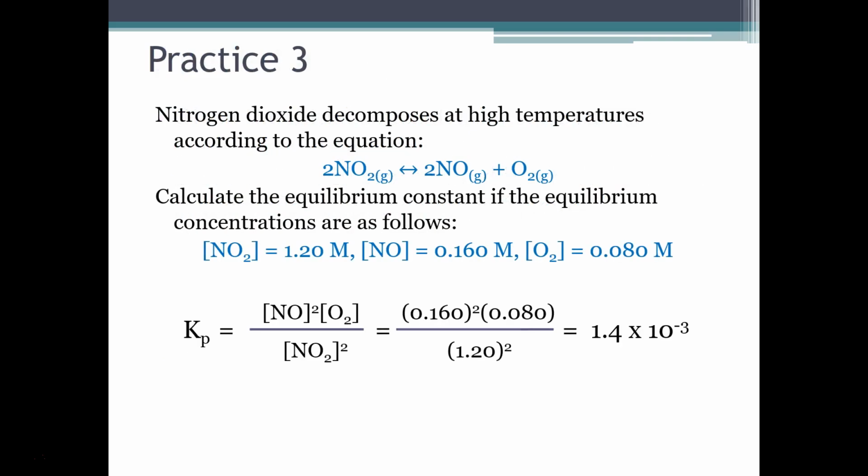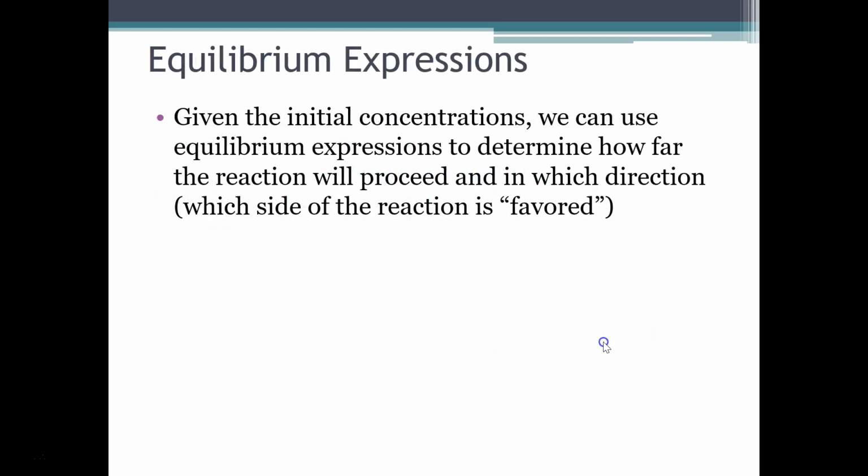And it's really easy to see this if we look at a K expression. If the value for K was going to be much greater than 1, then we would expect the numerator of this equation to be much greater than the denominator. And if the numerator is greater, that means that we have more products than we do reactants at equilibrium. And if K were going to be a very, very small value, that would mean that the denominator would need to be much bigger in comparison to the numerator. So that would mean that we have much more reactant at equilibrium. So we can see in this particular case, the value is less than 1, so the reactant side of the equation will be favored.